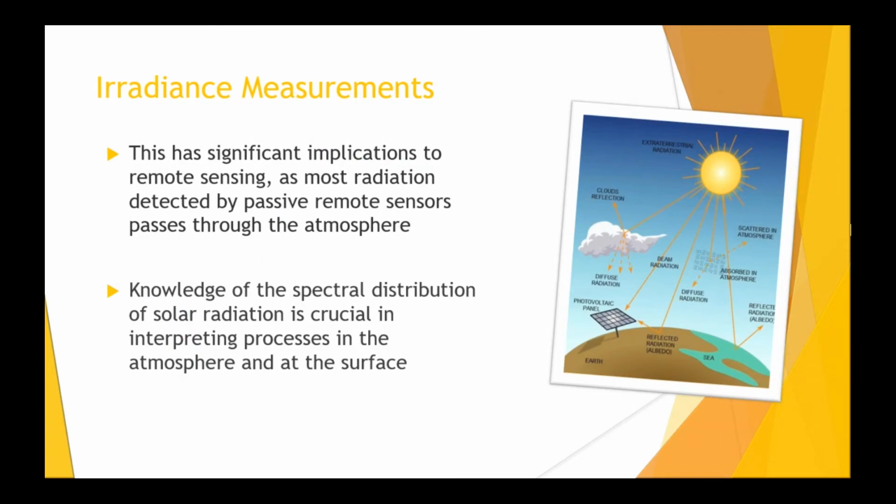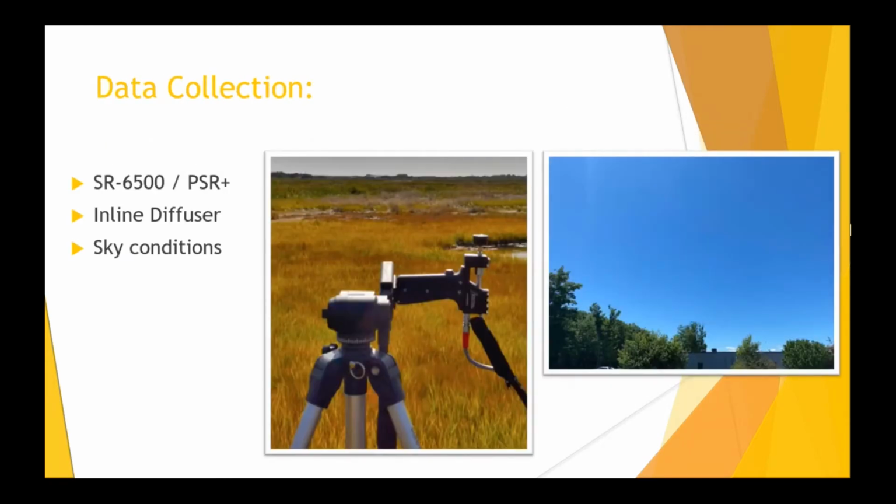So knowledge of the spectral distribution of the solar radiation is crucial in interpreting the radiative process in the atmosphere and the surface. So the data collection that we used here was an inline diffuser that attaches directly to the end of the fiber with each of the instruments. And then on the right, you can see the cloud conditions that I ended up having when I took the measurements. It was a beautiful day in Haverhill, and you could hardly see a cloud in the sky. So it provided for a great day for taking some irradiance measurements.